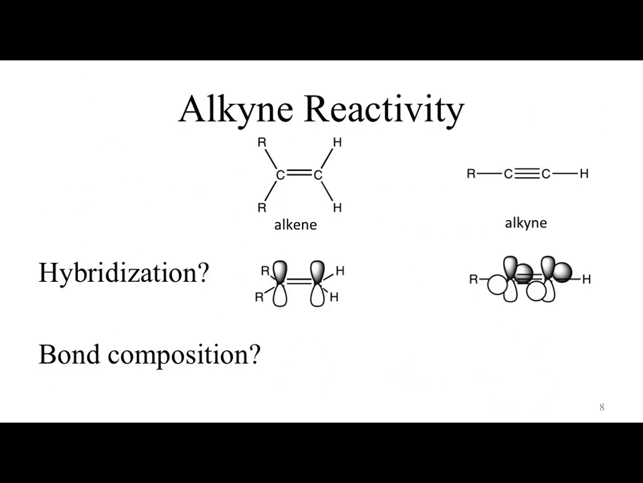I think probably one of the last things we'll talk about is alkyne reactivity. It's not in your textbook, so I'm not going to spend a whole lot of time on it. I'm expecting you to manipulate a little bit as far as these slides go. When we look at the hybridization for these, we can look at orbital diagrams. For the alkene, what's our bond composition?